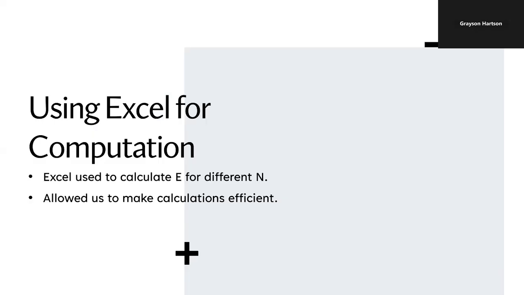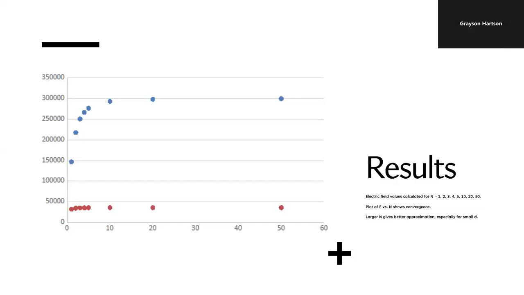Now, to do these calculations, you had to use Excel. Basically, Excel makes it faster and more efficient to figure out your approximations for that electric field, that charge of that electric field, using those point charges and various formulas. And you see it from our results here. It's basically plotting.